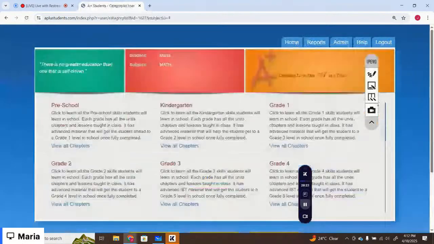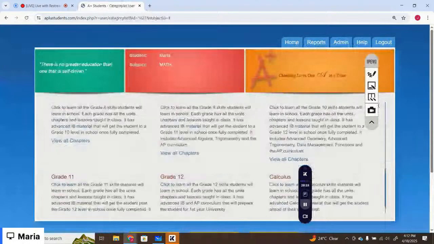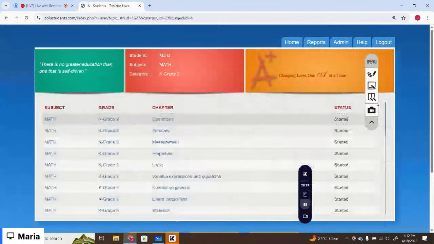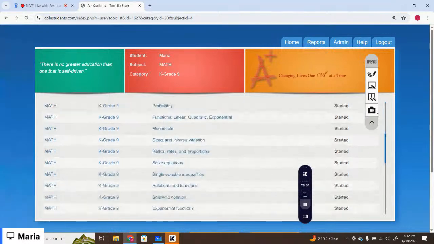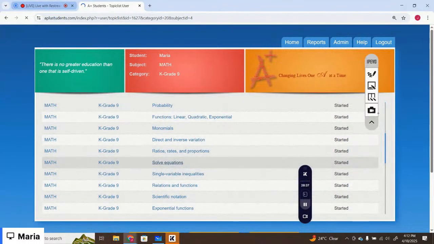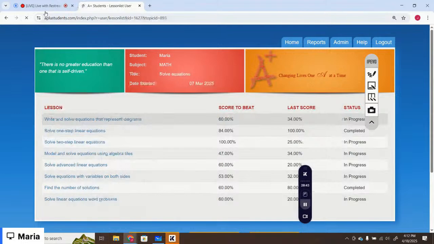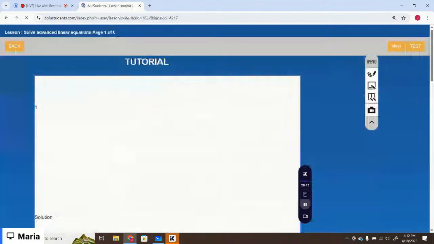Okay, let's just go to grade 9 now. The lesson is solve equations. Okay, solve advanced linear equations.